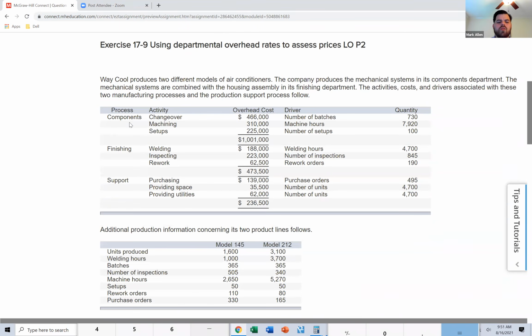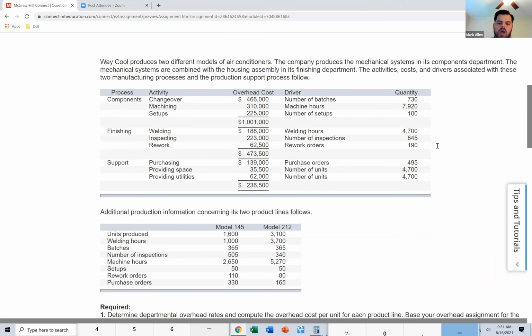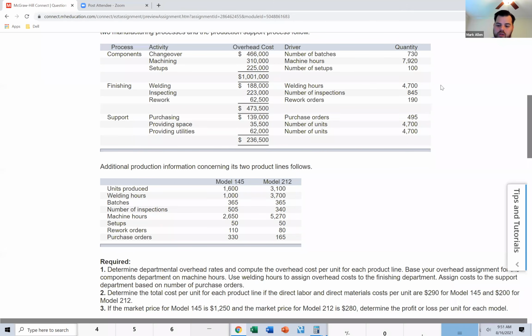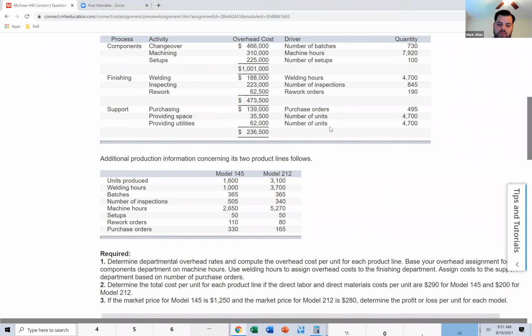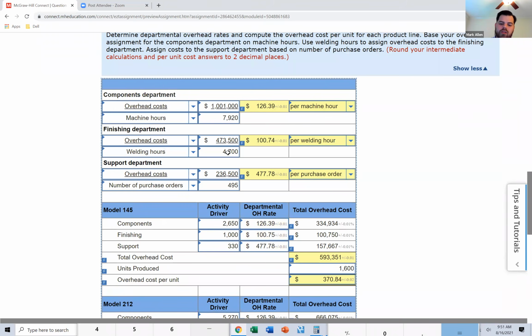Then they told us for the components department, we're basing this on machine hours for 79.20. For finishing, I believe we were using welding hours. And then, of course, for support, we were using purchase orders. So that is where our denominators come from. Once I pull all that information in, I simply do the division, and this is what I come out to. $126.39 per machine hour, $100.74 per welding hour, and $477.78 per purchase order.